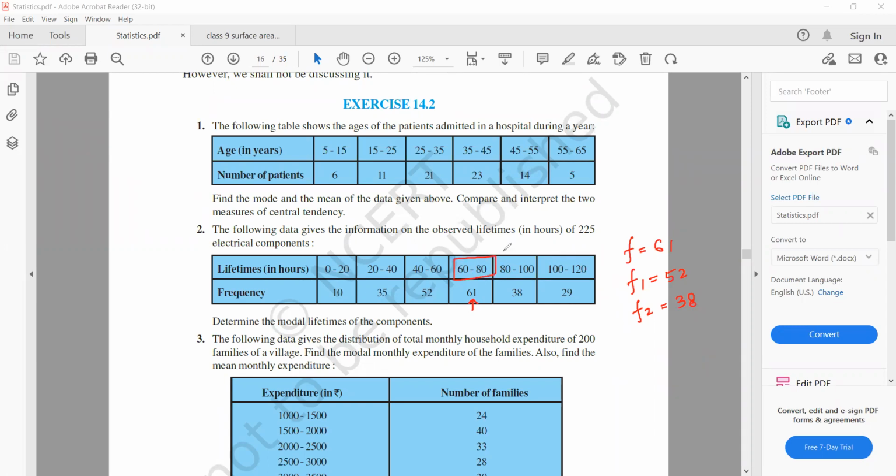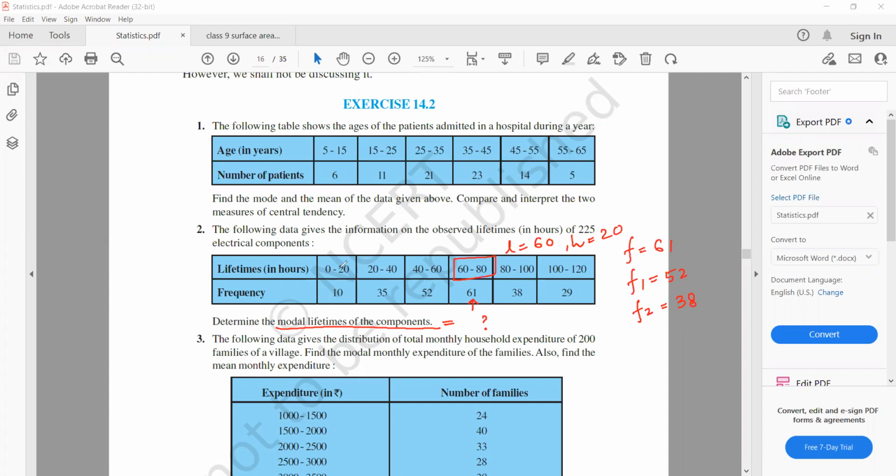Now for this modal class, your L is lower limit, that is 60, right? Now H is the gap here. That is how much you can see, 20. So your H class size is 20. Now you can put everything in the formula and find the mode. So you can write modal lifetime of the component is equal to whatever answer you get here. All right, Amna?